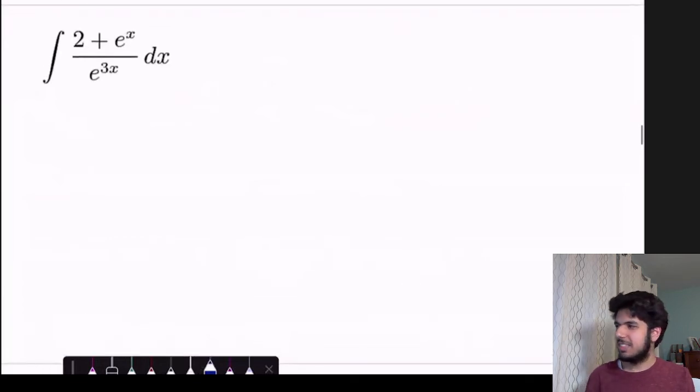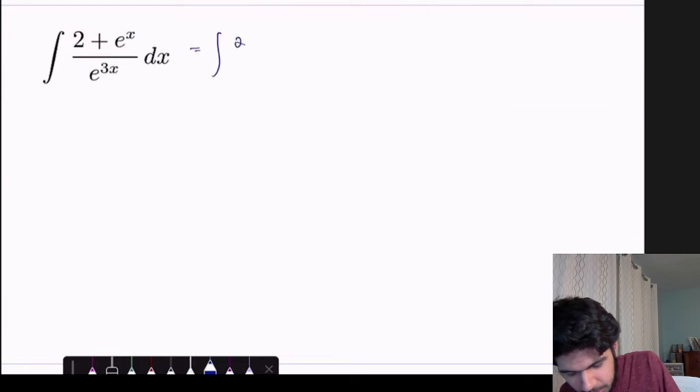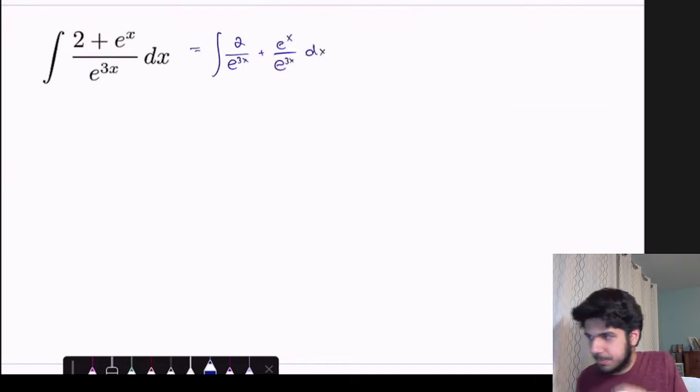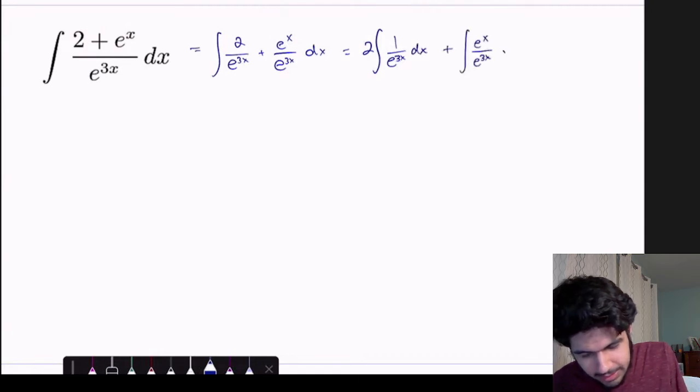Let's do another one. This one kind of looks similar to the previous one, so perhaps we'll have to do some u substitution, but maybe not. In the previous one, this addition thing was in the denominator. Now it's in the numerator. So why don't we try using that trick from earlier on in the video of splitting up the fraction into 2. So this is equivalent to 2 over e to the 3x plus e to the x over e to the 3x dx. And we can split this apart even further into 2 times the integral of 1 over e to the 3x dx plus the integral of e to the x over e to the 3x dx.